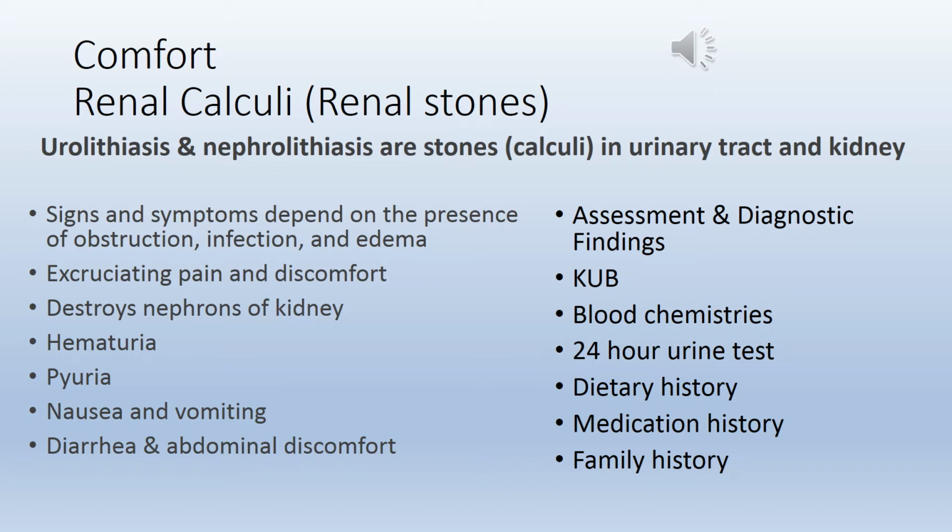Urolithiasis and nephrolithiasis refer to stones, calculi, in the urinary tract and kidney. Stones are formed in the urinary tract when urinary concentrations of substances such as calcium oxalate, calcium phosphate, and uric acid increase. Stones may be found anywhere from the kidney to the bladder and may vary in size from minute granular deposits called sand or gravel to bladder stones as large as an orange.